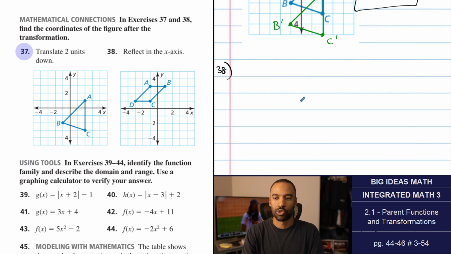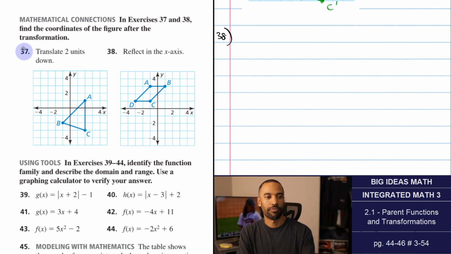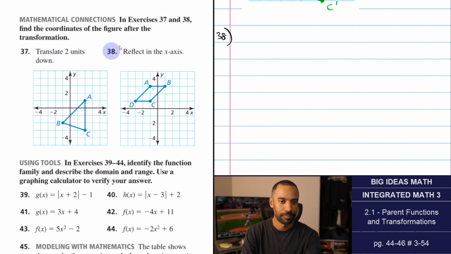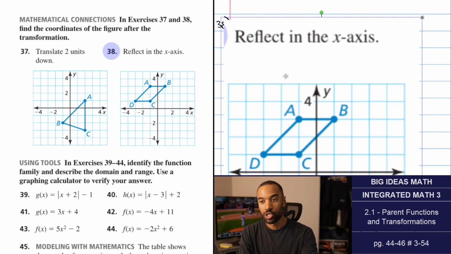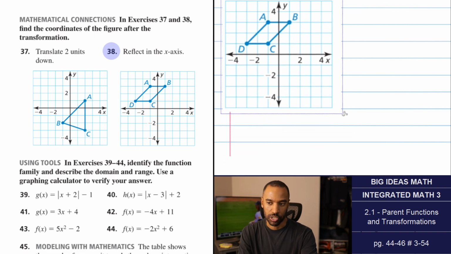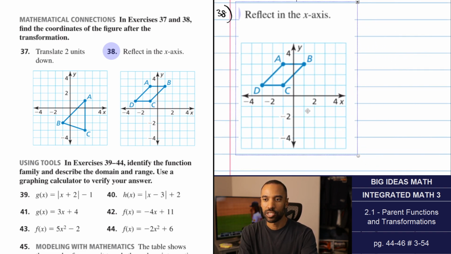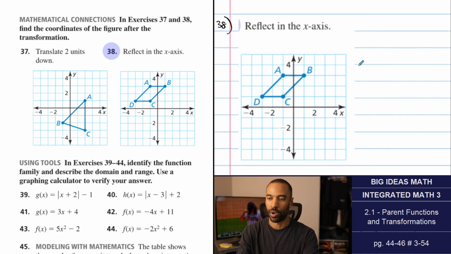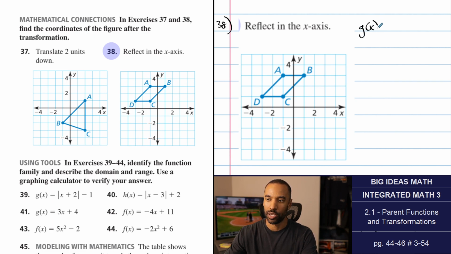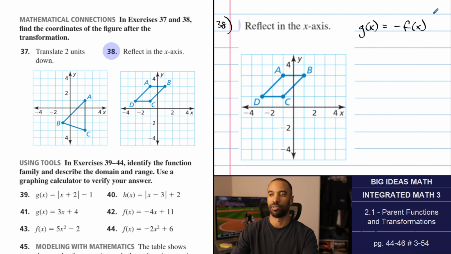Number 38, let's reflect in the x-axis. Now, reflecting in the x-axis, again, on a visual level means take everything and flip it over, which I'll do after I copy and paste it. But it also means take your y values and change their sign, right? Make them negative. So I can say this in one of 2 ways. I can go more of an equation basis. If I say, hey, my new equation's based off this, it takes your original y values and makes them negative. Or it changes their sign, right?